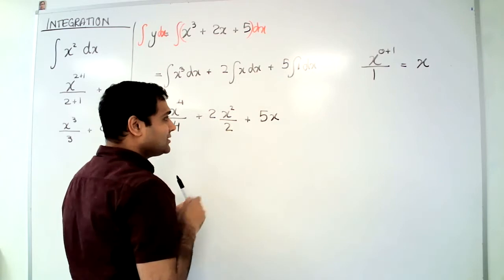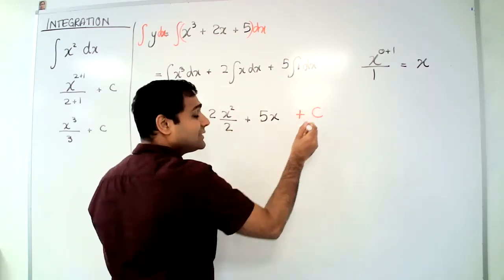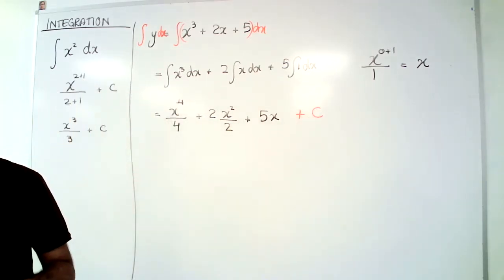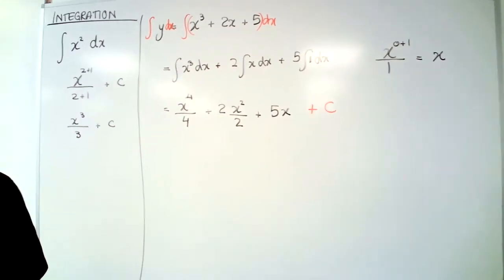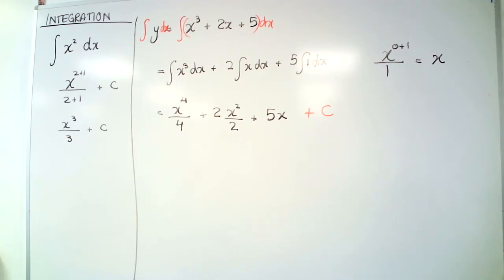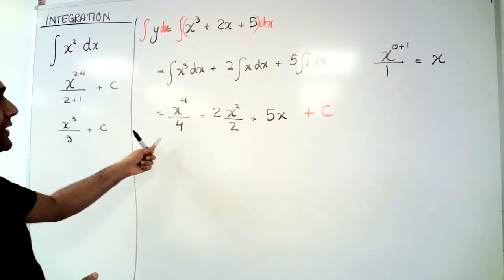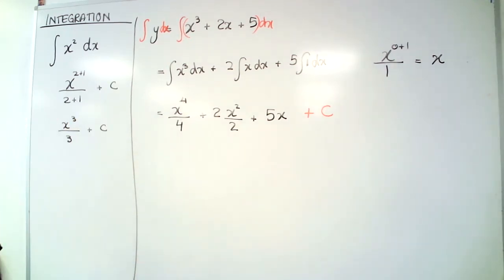But do not forget this bit. The last bit is super important, plus a c, where c is the constant of the integration. Okay. So I just integrated that into this. So that's simple, done and dusted.